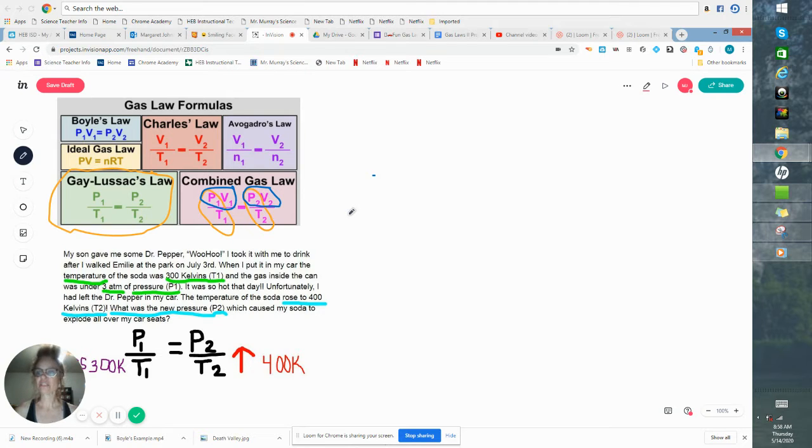When I put it in my car, the temperature of the soda was 300 kelvins, T1. Remember, we have to calculate gas laws in kelvins. All we did was take the Celsius temperature and add 273. So there you go. We're already in kelvins, so we can plug that 300 into our formula and calculate. We don't have to do that. The conversions have already been done.